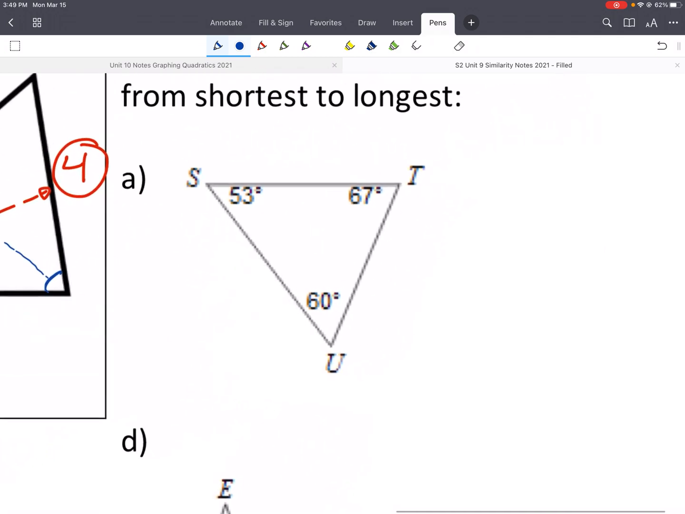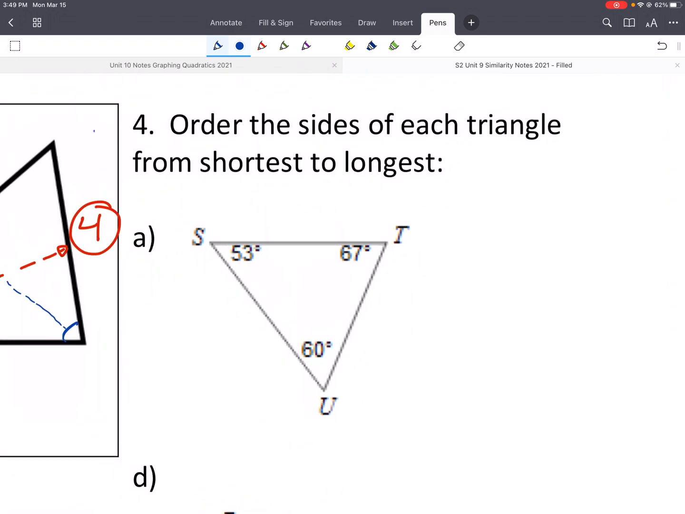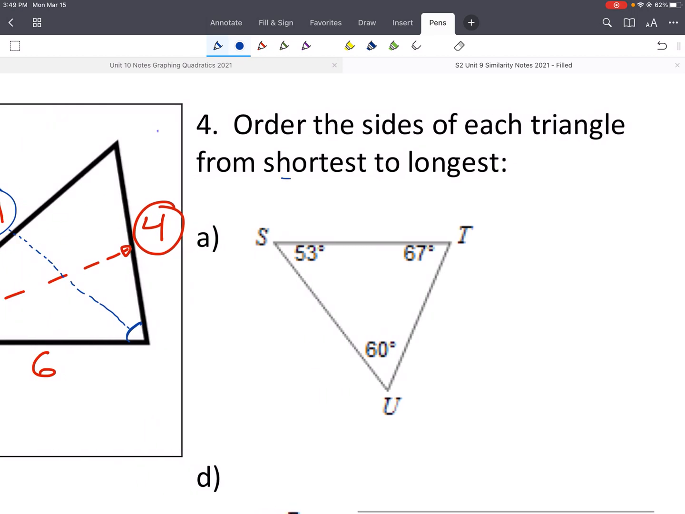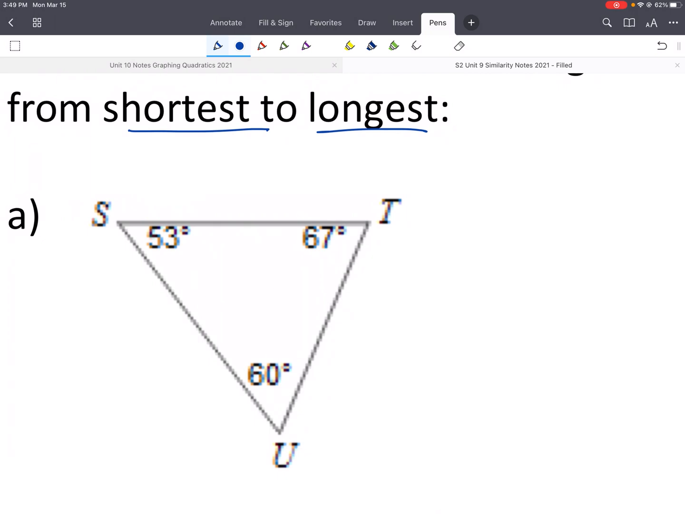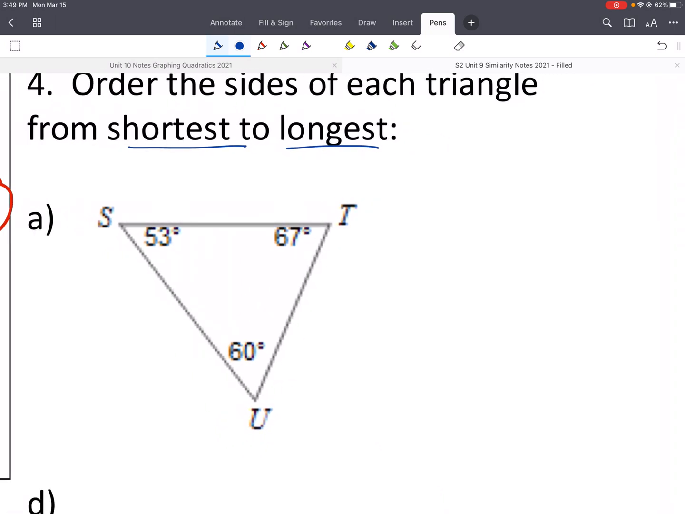So with that information, let's order the sides of each triangle from shortest to largest. So make sure you do that. It would be sad if you did it backwards and lost points for that. So we'd look for the smallest angle. It looks like the smallest angle is 53. So again, the smallest side is always opposite of the smallest angle. So we come out of that, and the opposite side would be UT. So that is the smallest side, or the shortest side, okay?